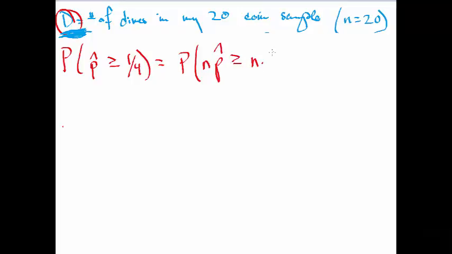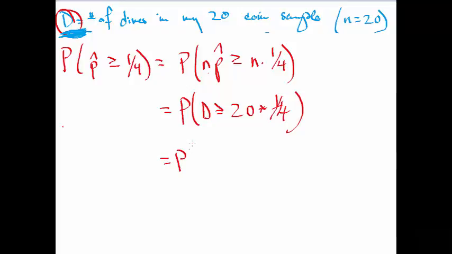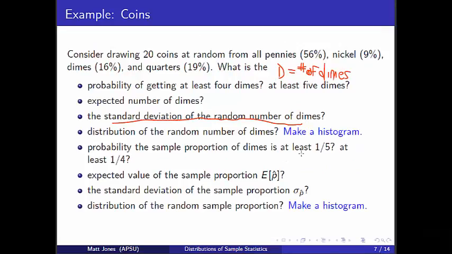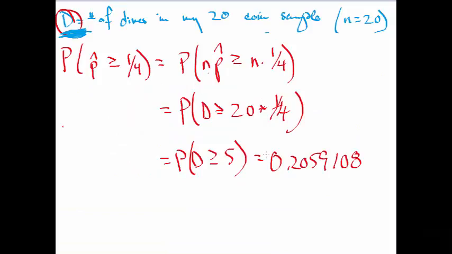That's greater than or equal to n times a quarter, where p hat is the number of successes that you observe divided by the sample size, and this is times the sample size right there. So all of this is just the number of successes, which is d. So it's the probability that d is greater than or equal to 20 times a quarter, which is 5, right? So it's the chance that d is at least 5, which we already computed as well. That came out to be 0.2059108 or so.